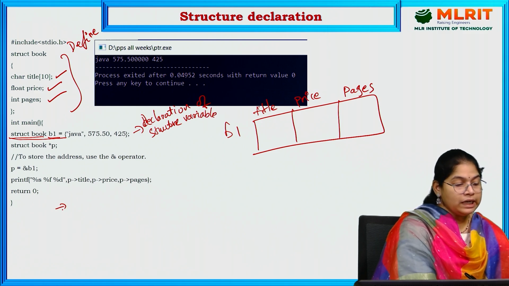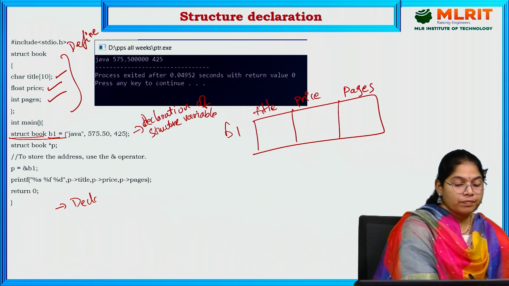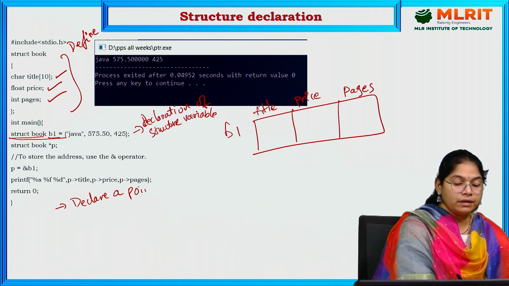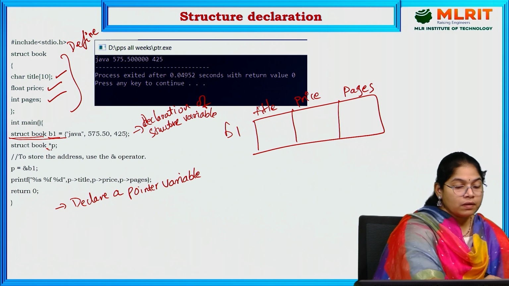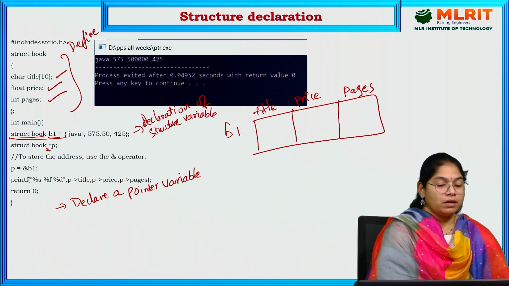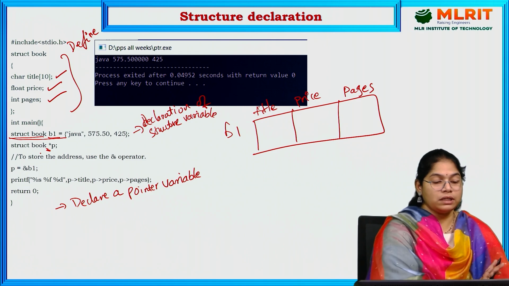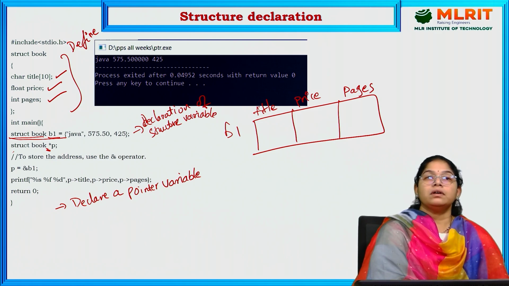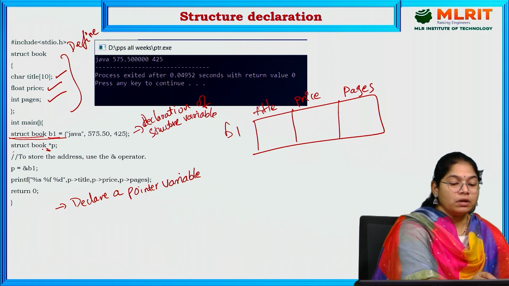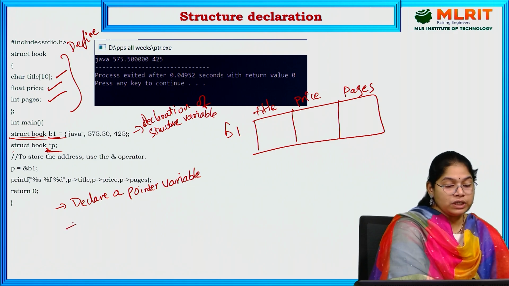Then next is to declare a pointer variable. How to declare a pointer variable using a star. Here struct book is the type, and I want to create a pointer variable of structure type. So struct book, then the indirection operator, that is asterisk, then p is the pointer name. Then next is to initialize the pointer variable.